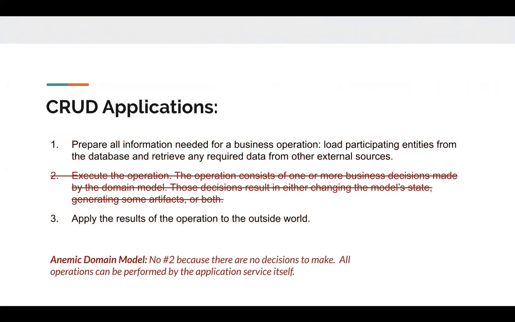Doesn't clog the plumbing. Now with CRUD applications, you get rid of number 2. In CRUD applications, you do it all in the same place. So in a controller, let's say, you just do everything there, right? And that's okay if your domain is not complicated, right? Because adding DDD to your application does add a level of complexity and a level of discipline, okay? So anemic model is where you eliminate number 2 because there's no decisions to make. All operations can be performed by the application server itself.